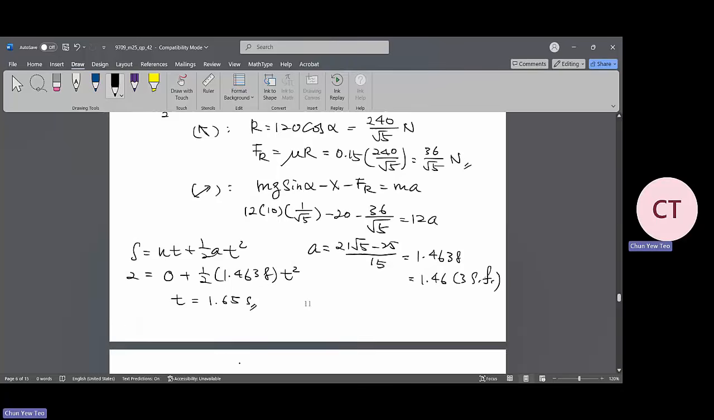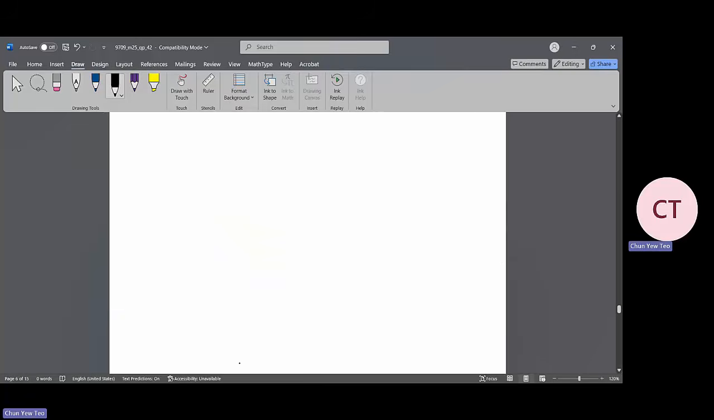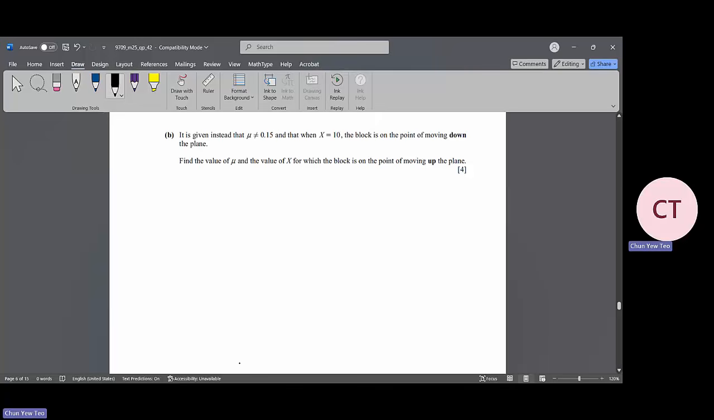Okay, so now we move on to question number 6B. It is given that instead mu is not equal to 0.15, but X now is 10 Newton. The block is at the point of moving down. At the point of moving down, that means it's limiting equilibrium. Find the value of mu, and the value of X for which the block is at the point of moving up.